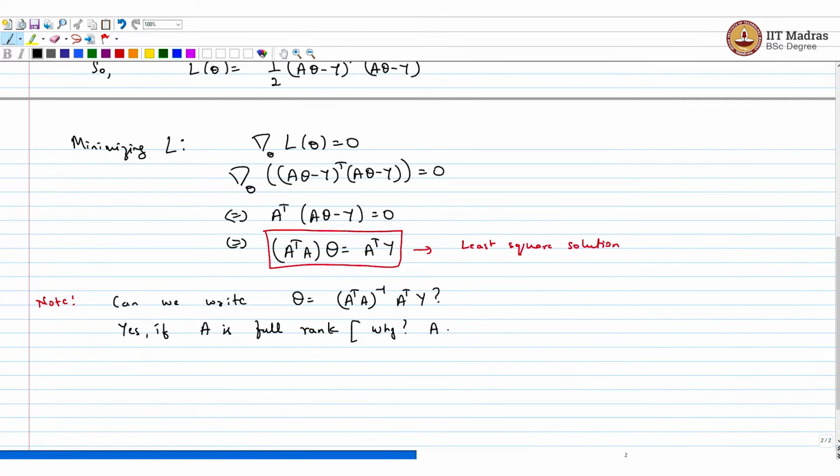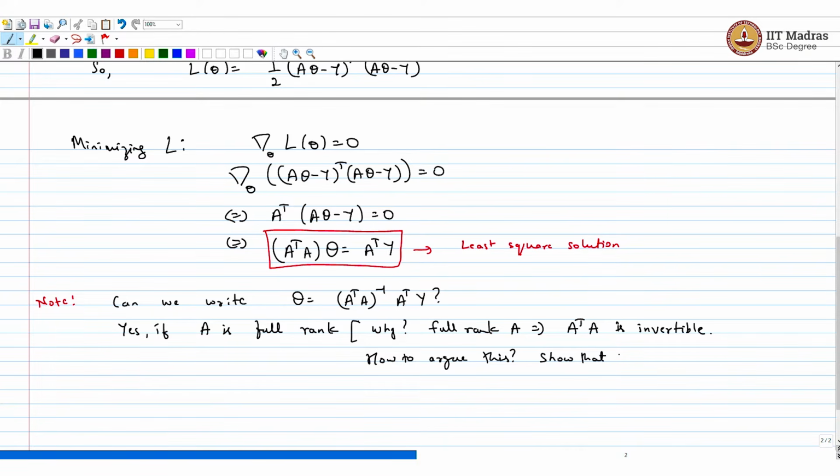So, this is an aside. Full rank A implies A transpose A is invertible. So, how to argue this? I am going to give you the hint, not the entire solution. Okay.